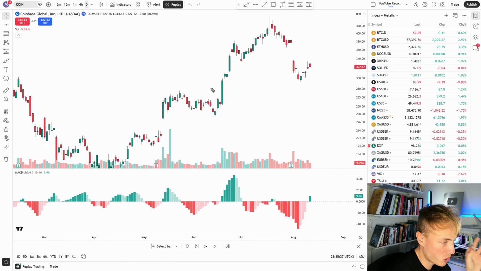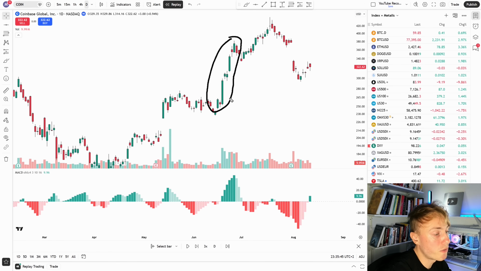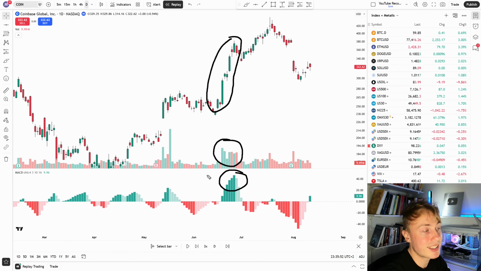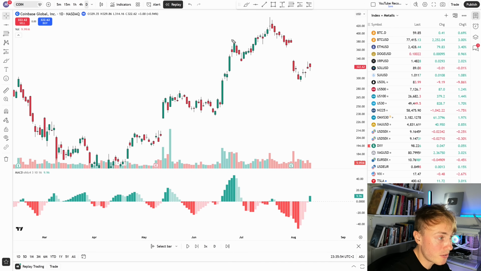And now I actually want to show you something very interesting, because as you can see, we saw yet another beautiful impulsive move. We saw lots of volume coming in, and we saw the histogram. So we had a very nice impulse, which meant that we could have traded this pullback as well, right? We could have caught another profit. But here, and this is very important, this is a big learning.